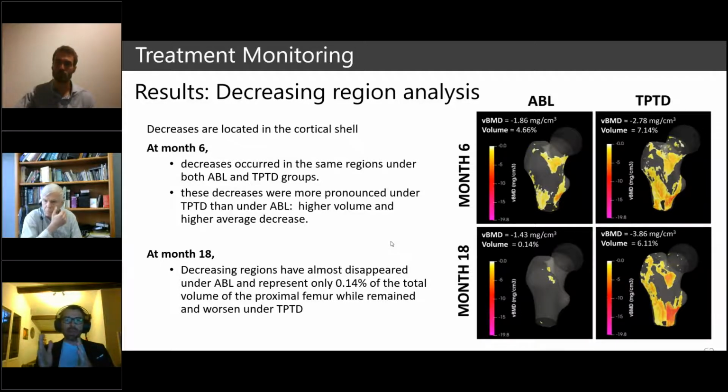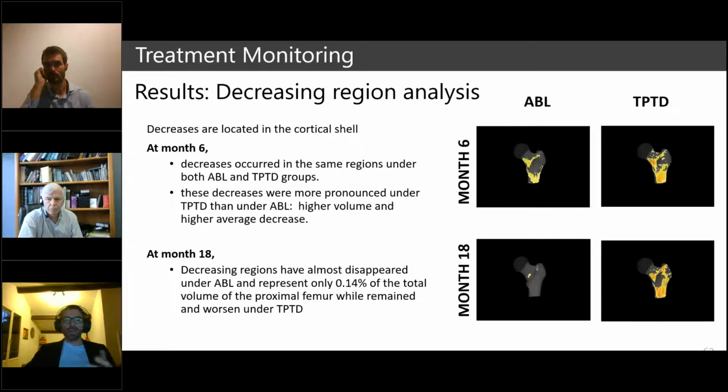At the same time, the decreasing regions are almost maintained in volume under teriparatide, but increase in average value, with a decrease of minus 3.9 milligrams per centimeter cubed at month 18 versus a decrease of 2.8 at month 6.